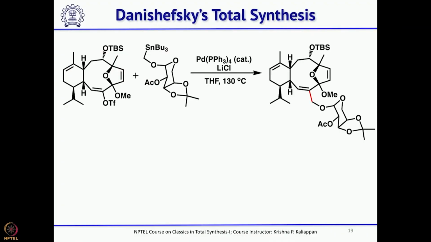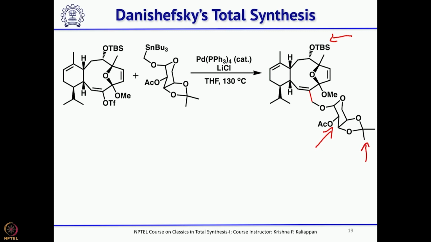That means the whole carbocyclic core structure of eleutherobin is ready, and we have already discussed the synthesis of the sugar fragment. So, what we need to do is couple this triflate with the tin derivative using Stille coupling, and the Stille coupling worked very well with tetrakis palladium to give the complete structure of eleutherobin. What is left now is you have to remove the TBS, attach the side chain, then remove the acetonide and acetyl group. These are the three things left for the total synthesis of eleutherobin.